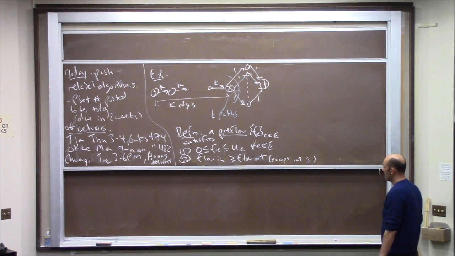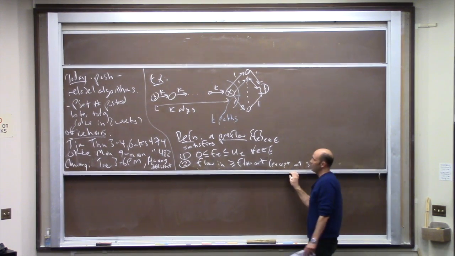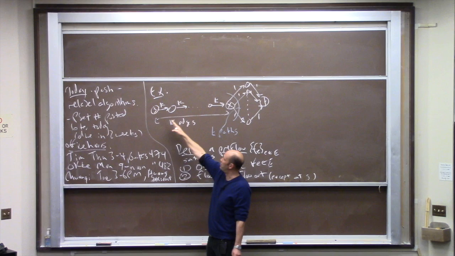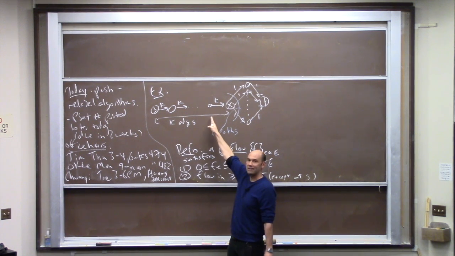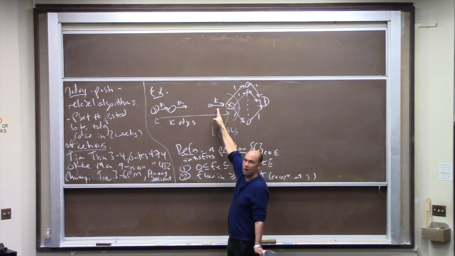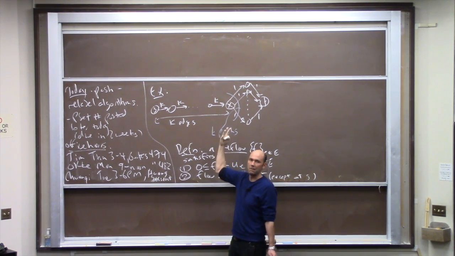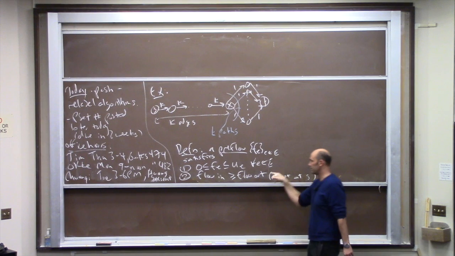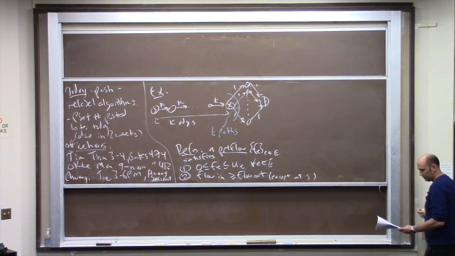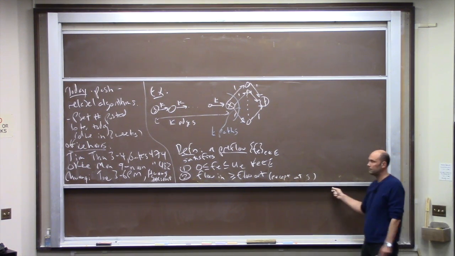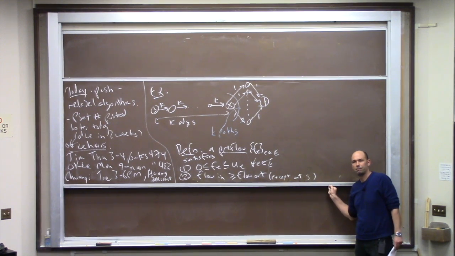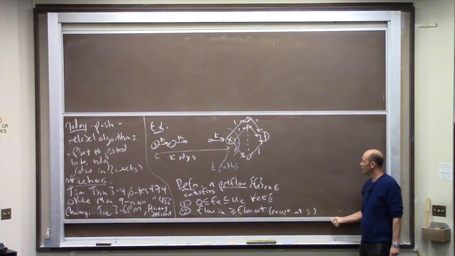And again, why this relaxation? Think about the case where we're trying to push flow through this network and we're at some intermediate point. Whatever the frontier of our pushing the flow is, there's going to be more coming in than there is going out. So that's why we want this relaxation. Clear? Okay.